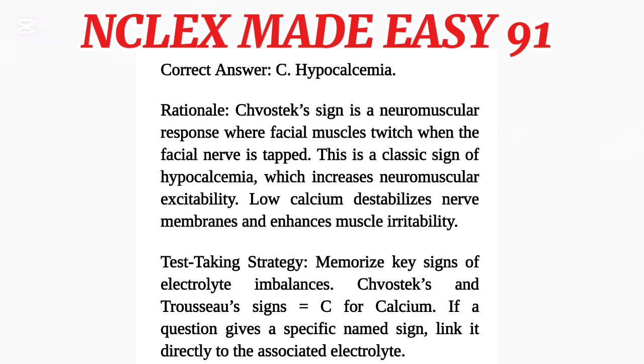Rationale. Chvostek's sign is a neuromuscular response where facial muscles twitch when the facial nerve is tapped. This is a classic sign of hypocalcemia, which increases neuromuscular excitability. Low calcium destabilizes nerve membranes and enhances muscle irritability.